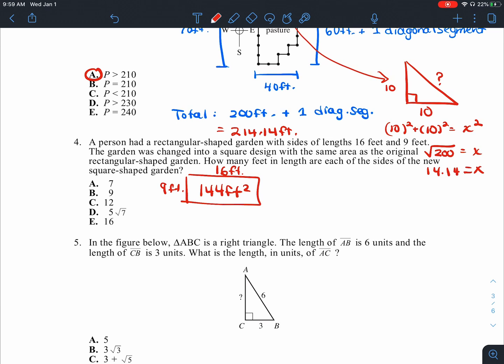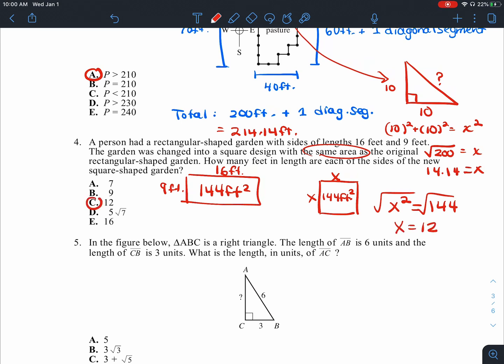Now they're going to change this so that it looks more like a square, but it says it's going to have the same area. So I know the area still needs to be 144 square feet. How many feet in length are each of the sides of the new square shape? Well, if it's a square, the two sides have to be congruent or equal to each other. So x squared would equal 144. If we take the square root of that, that means the sides would each have to be 12 feet.